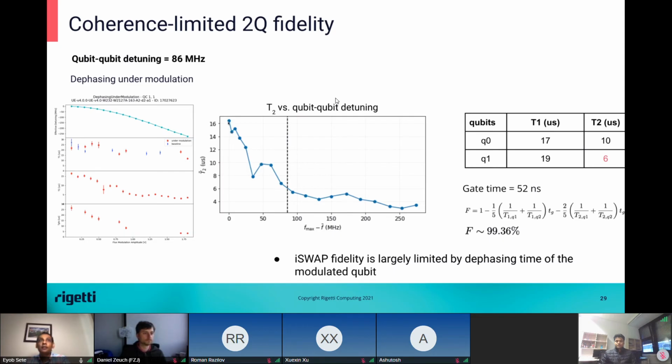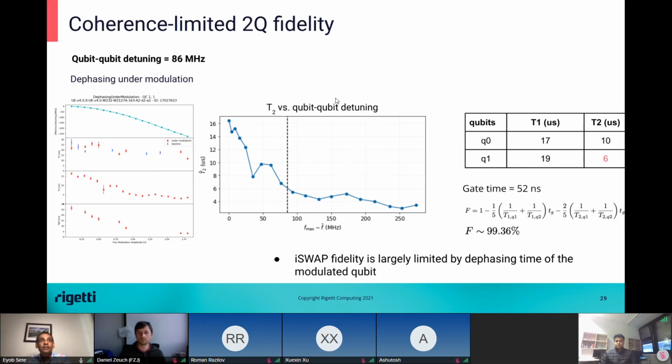Initially at F max, T2 is about 16 microseconds. But at the operating point, it's already about 6 microseconds. That's what I was talking about, the dephasing under modulation. So that's literally the limiting factor here to 99.4% fidelity. We do know that our gate fidelity is limited by the T2 under modulation of the qubit.